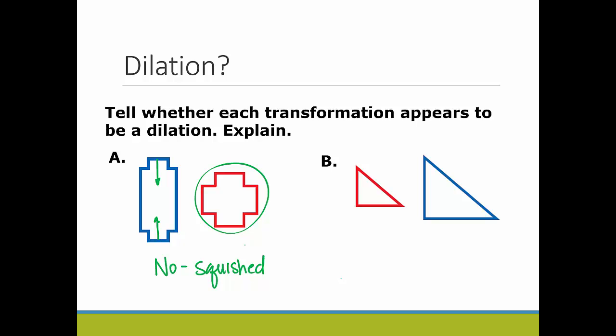Where this shape tends to line up, this triangle tends to look exactly the same as this triangle, it's just a little bigger. So we can say same shape.